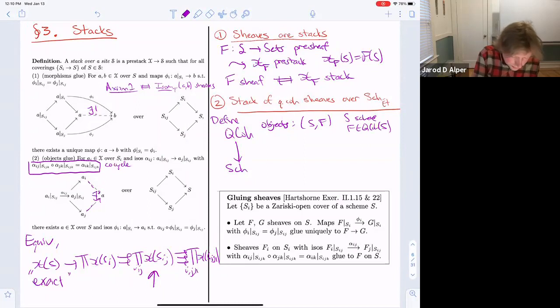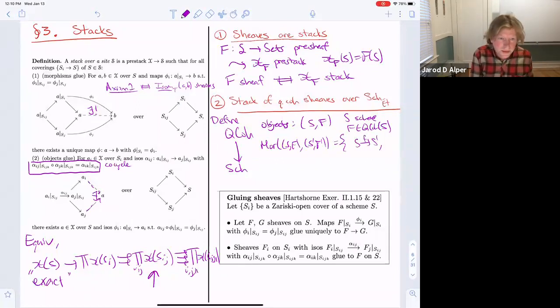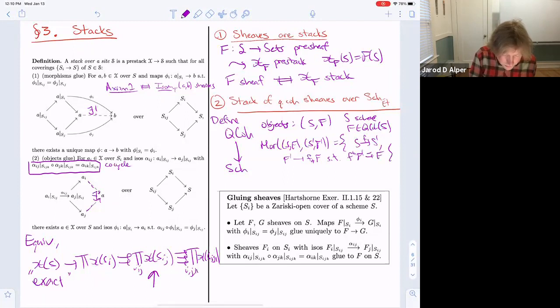And then similar to how we were discussing last time, morphisms from (S, F) to (S', F') should be the data of, first, a morphism of schemes, and then a morphism of quasi-coherent sheaves, of O_X modules, F' to f push forward F, such that the pullback is an isomorphism. Right.